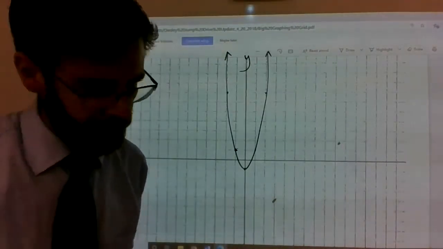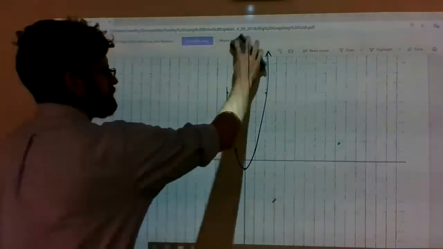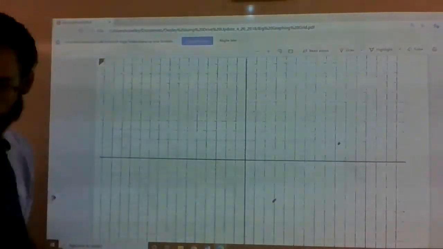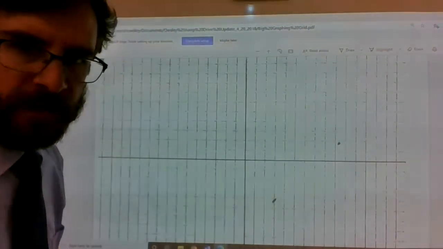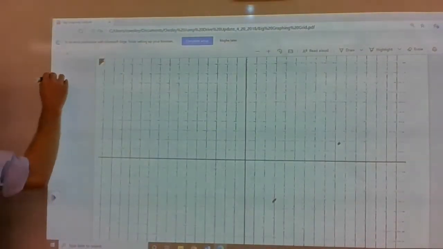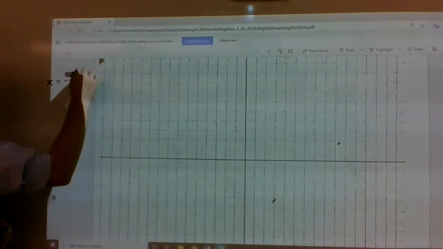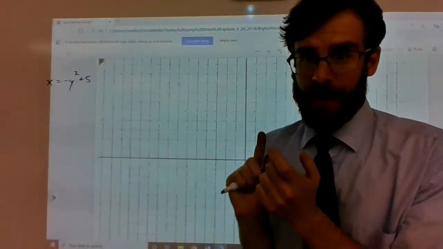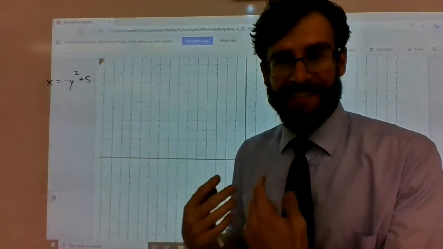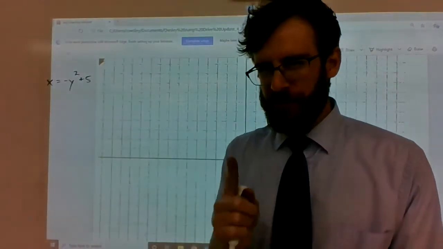Check out number 11. Number 11 gives you the equation x equals negative y squared plus 5. Now they literally turned the tables on us. It used to be that equations always had y by itself. In this case, x is by itself. So here's the main difference.